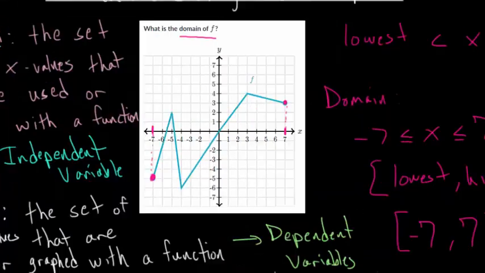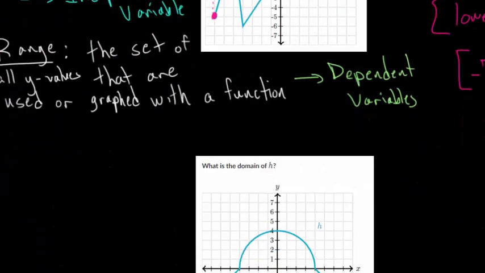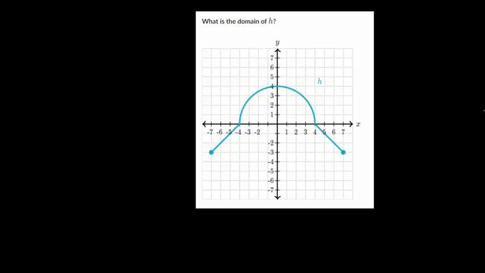Okay, let's try some more problems. So let me scroll down. So this one, we need the domain again. And so we're dealing with the x values, or the independent variables. And I'll use both types of notation here. So it looks like we start at a lowest value of -7, and it goes to a highest value of 7. So this one, even though it's a different curve, actually has the exact same domain.